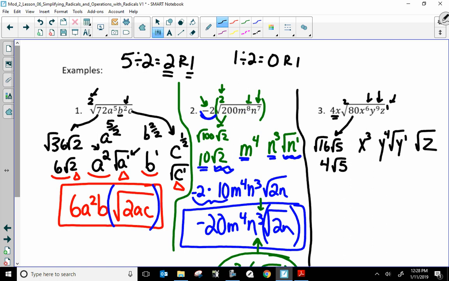Let's put all this together. Okay? 4 x cubed y to the fourth. And I'm going to put that in parentheses. 5yz.